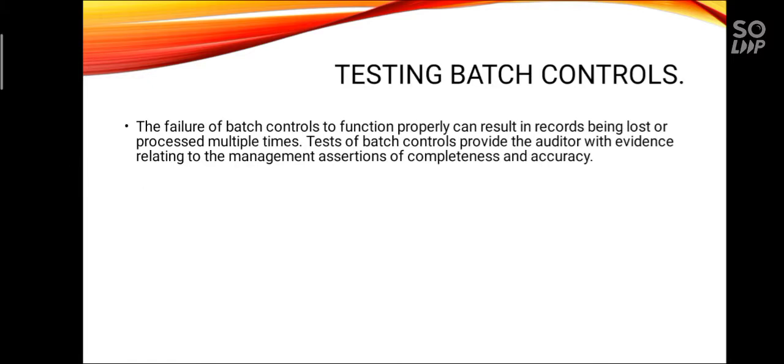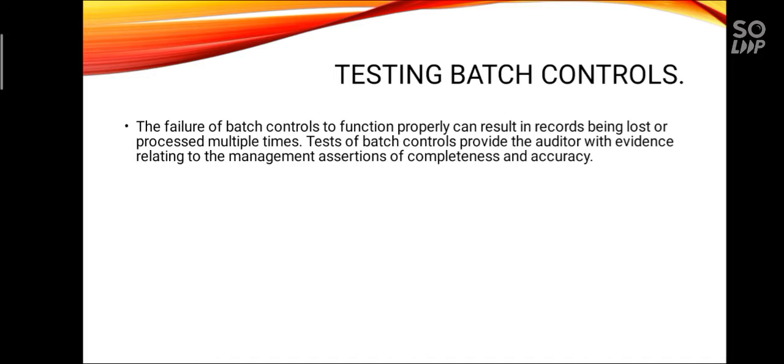Testing batch controls. The failure of batch control to function properly can result in records being lost or processed multiple times. Tests of batch control provide the auditor with evidence relating to the management's assertions of completeness and accuracy. Testing batch controls involves reviewing transmittal records of batches processed throughout the period and reconciling them to the batch control log. The auditor needs to investigate out of balance conditions to determine the cause.